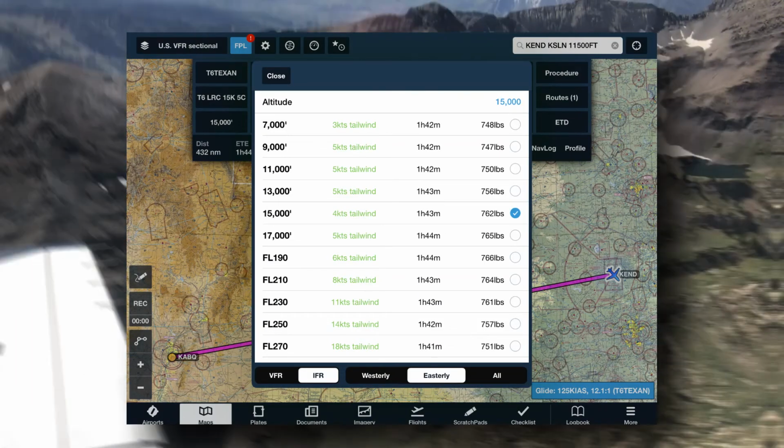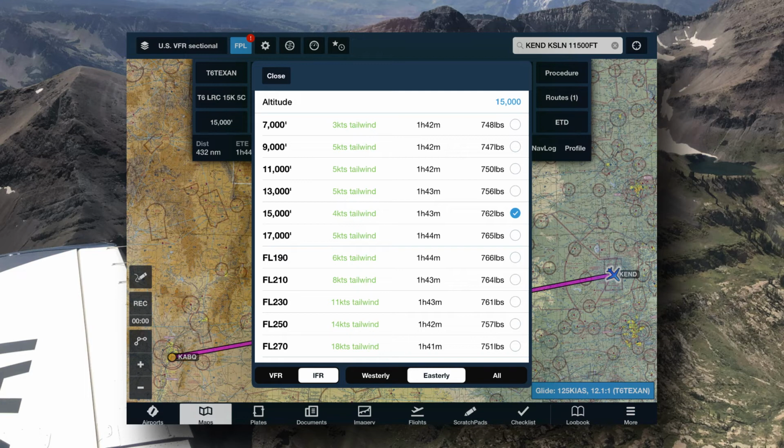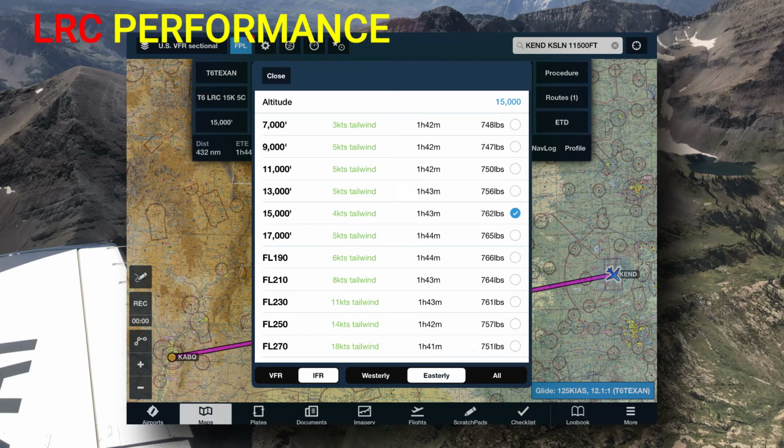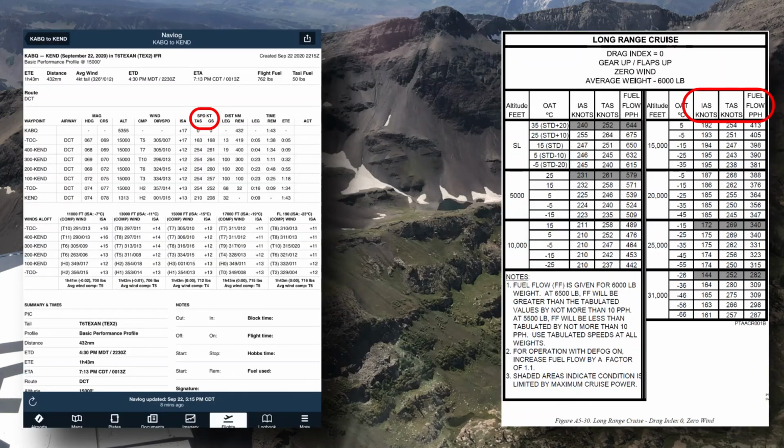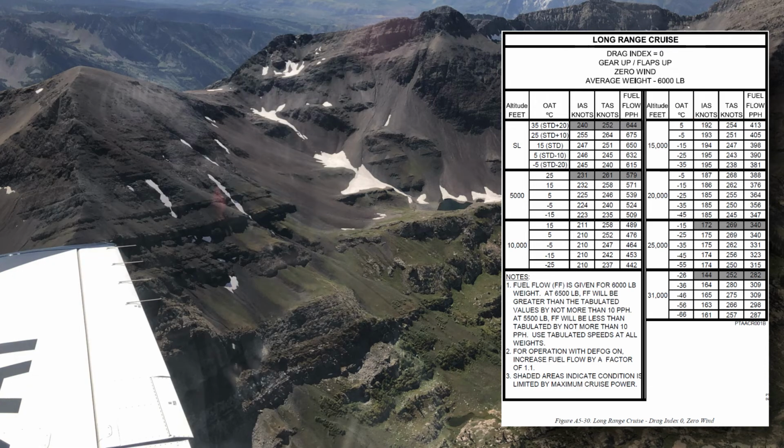ForeFlight is the most common planning tool used in T-6 flight training. ForeFlight uses long-range cruise performance data to provide fuel burn, true airspeed, and indicated airspeed at a given altitude with current winds and temperatures aloft. This performance data is derived from the long-range cruise charts in the abbreviated checklist and -1. These charts are pretty easy to use as long as you know the winds and temperatures aloft.